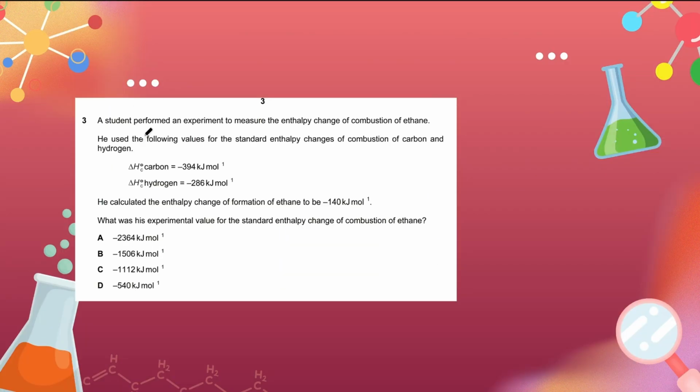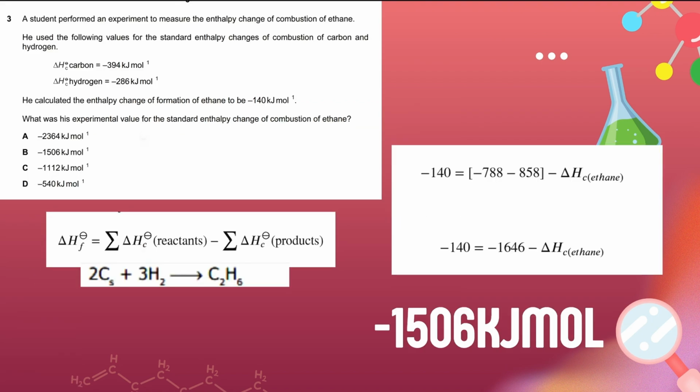Okay. Next question. A student performed an experiment to measure the enthalpy of combustion of ethane. This is enthalpy, so we have to actually find this. Actually, sometimes you don't need this equation. It depends on the question. And we actually know in here 140 kJ right here, which is the final answer, but we don't know the enthalpy of ethane.